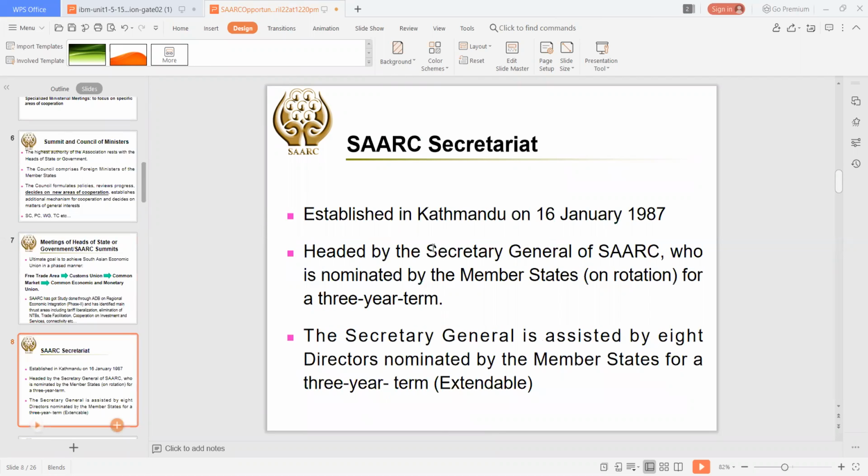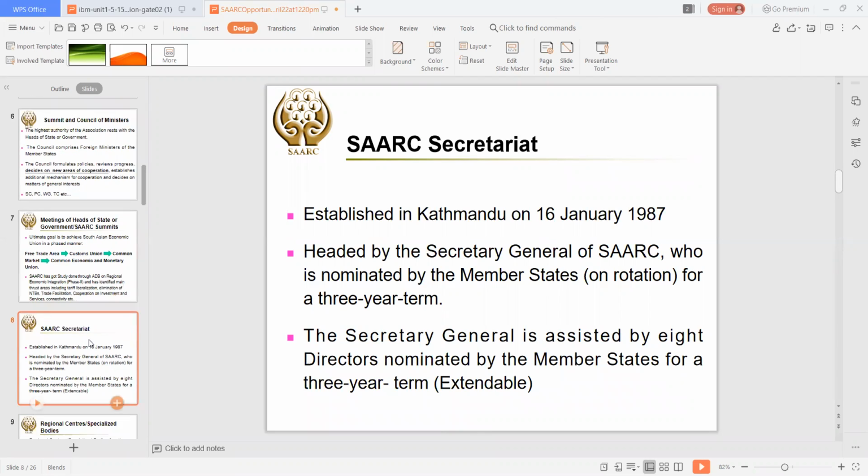The SARC Secretariat was established in Kathmandu in 1987, headed by the Secretary General of SARC, who is nominated by the member states on rotation for a 3-year term. The Secretary General is assisted by 8 directors nominated by member states for a 3-year term, extendable, for every country. So it's established in Kathmandu.